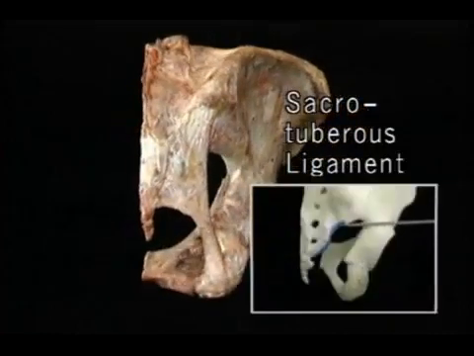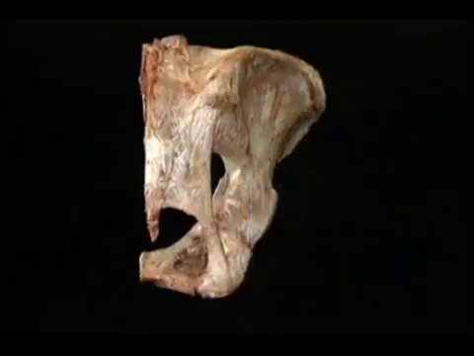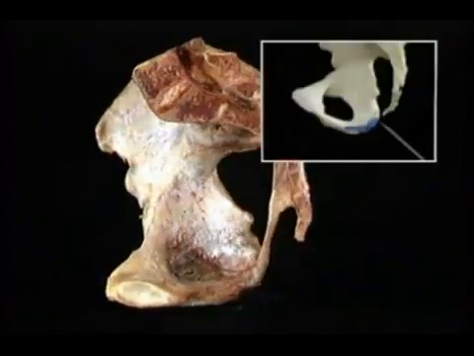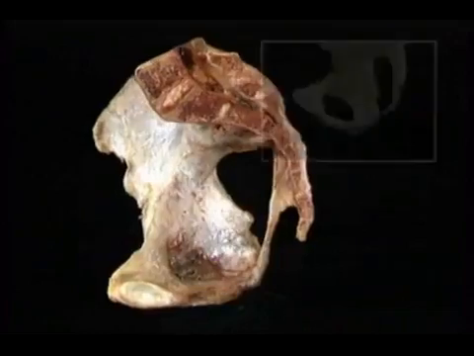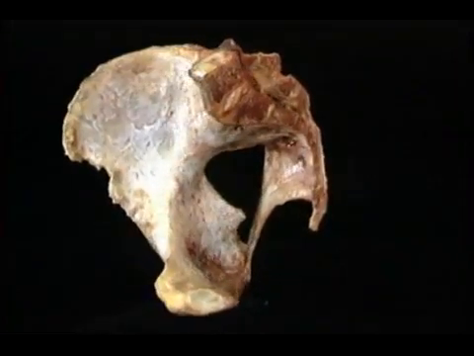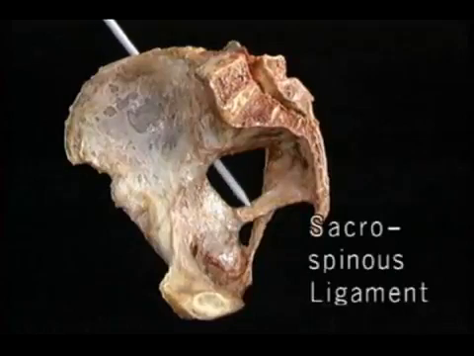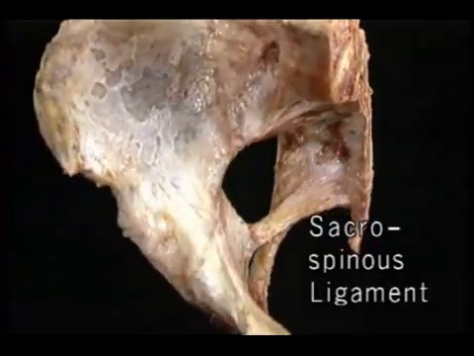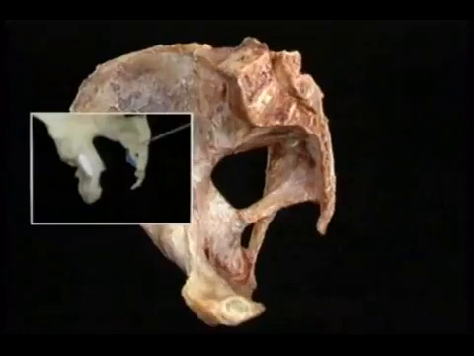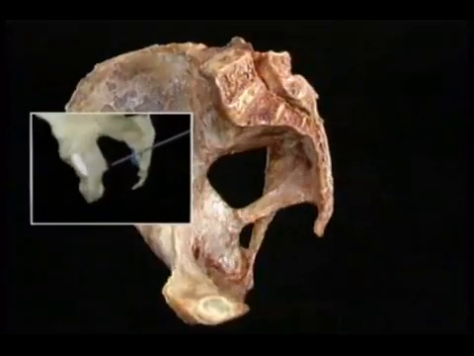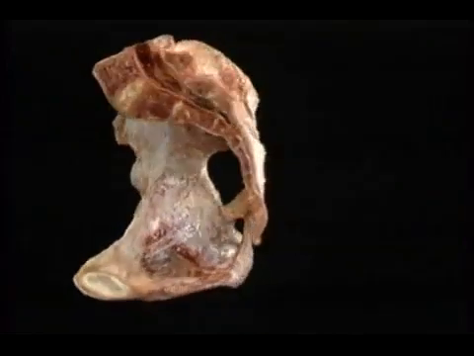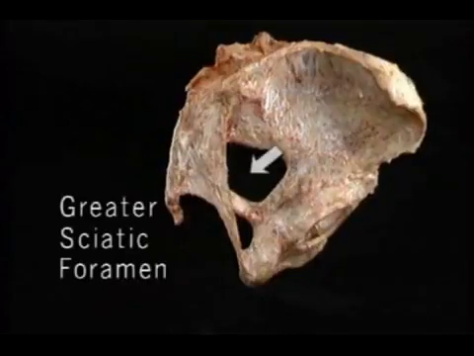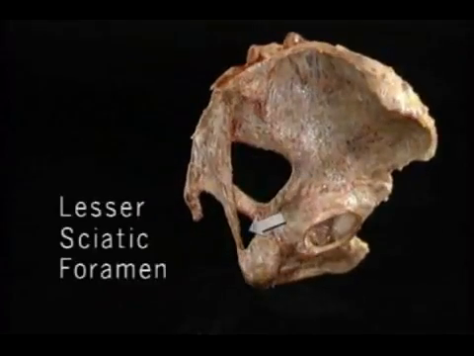The sacrotuberous ligament arises here on the back of the sacrum. It passes laterally, downward, and slightly forward. It's inserted here on the ischial tuberosity. Now we'll add the sacrospinous ligament to the picture. Here it is. The sacrospinous ligament lies in front of the sacrotuberous ligament and medial to it. It goes from here on the edge of the sacrum to here on the ischial spine. These two ligaments divide the gap between the sacrum and the ischium into two openings, the greater sciatic foramen and the lesser sciatic foramen.